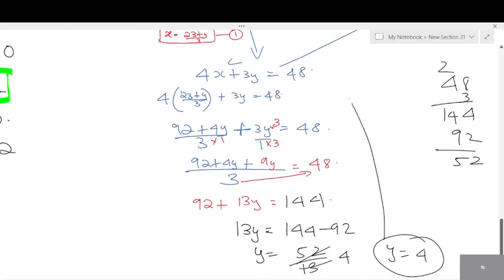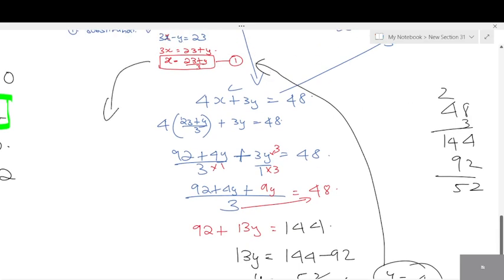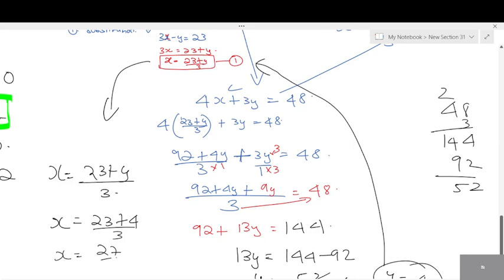Can you see the first equation here? We got the value of y. What is x value, students? X is equal to (23 plus y) divided by 3. In place of y, substitute 4. 23 plus 4 divided by 3. How much is 23 plus 4? 27 divided by 3. What's the answer? X is equal to 9. X is equal to 9 is the answer.